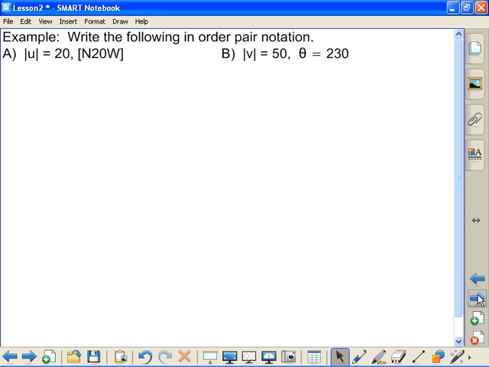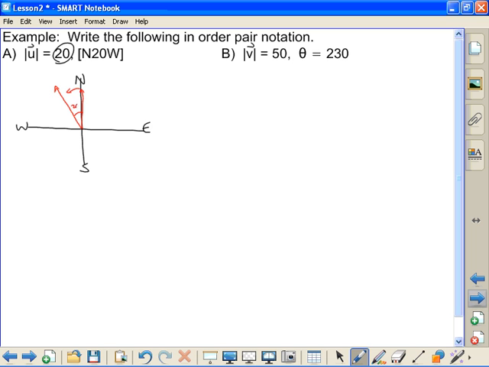Take the following in ordered pair notation. This one's going to take a little bit more thinking, but nothing that you haven't seen before. It's just a combination thereof. I'm going to drag the first one out. Vector u is 20 units north 20 degrees west. That means I'm facing north and I rotate 20 degrees to the west.